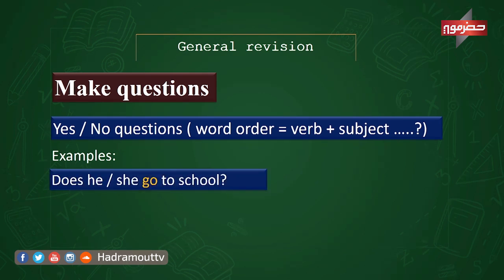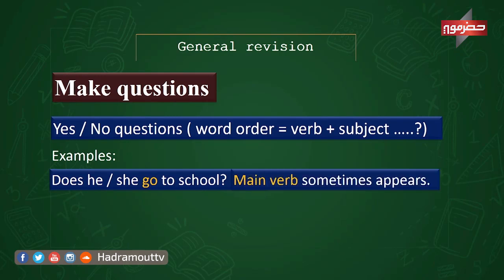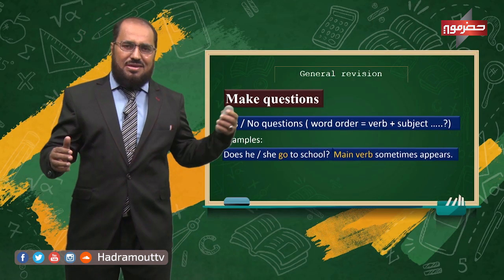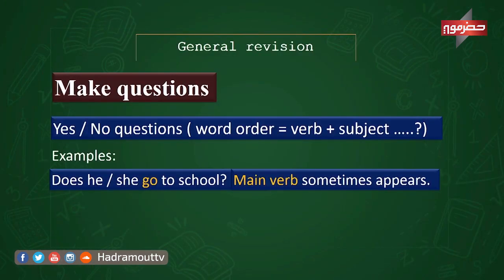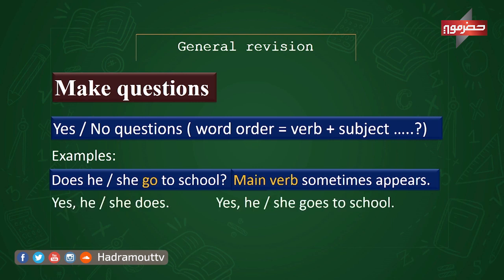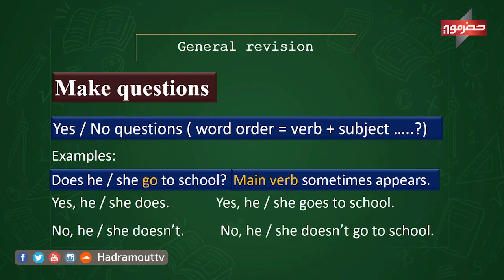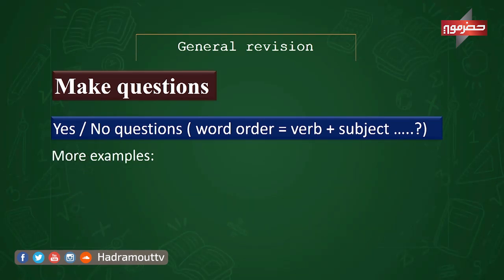More examples. Does he or she go to school? Main verb, look here. Sometimes the complement contains the main verb. So the subject is sometimes between the helping verb and the main verb. Okay. Does she go to school? Does he go to school? Answer: yes, he does, or yes, she does. Or yes, he goes to school, or she goes to school. Or no, he doesn't. Okay? No, she doesn't go to school.